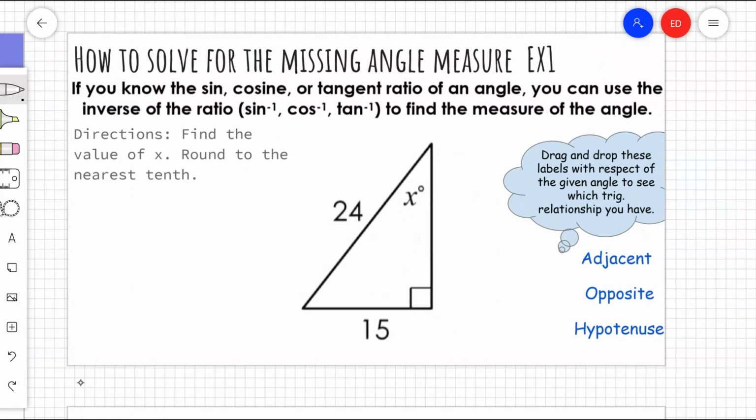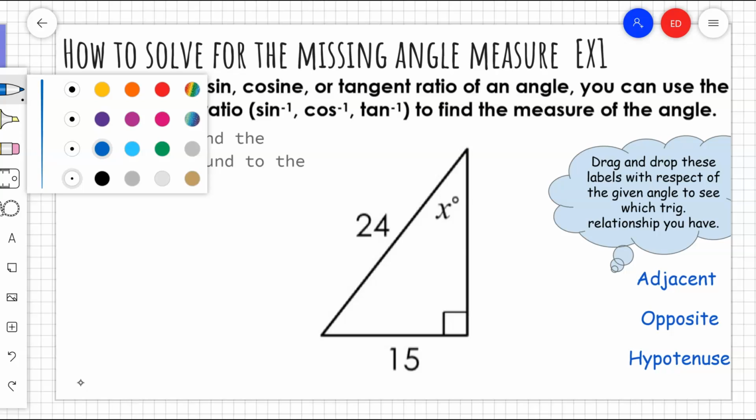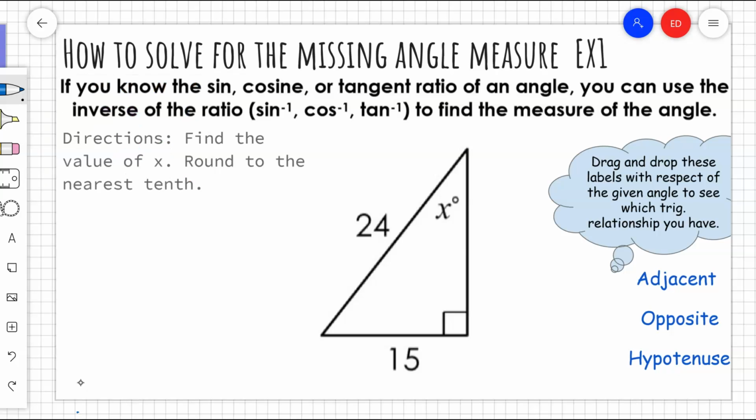So how to solve for missing angle measures, example 1. When we're finding just the missing angle measures, we first have to set up the equation to go ahead and solve for that angle measure. So I'm going to put up here SOHCAHTOA because we are going to use the relationship based off of what's going on in the triangle. So x is our theta. That's the angle that everything is in respect to.